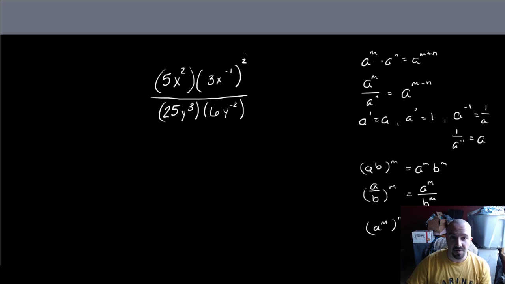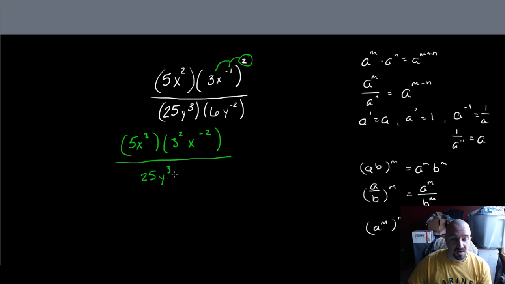So the first thing I'm going to do, and this is counter to what I normally do. Normally I'd start flipping stuff because it's just easier to work with. I'm going to go ahead and distribute this square through. And that's all I'm going to do. So I get 5x squared. And then 3 squared, remember that square comes down with the 3. It also comes down with this negative 1. But now we have a power to a power, so we multiply them. So this is going to be to the negative 2. I haven't done anything down below, so 25y cubed, and then 6y to the negative 2.